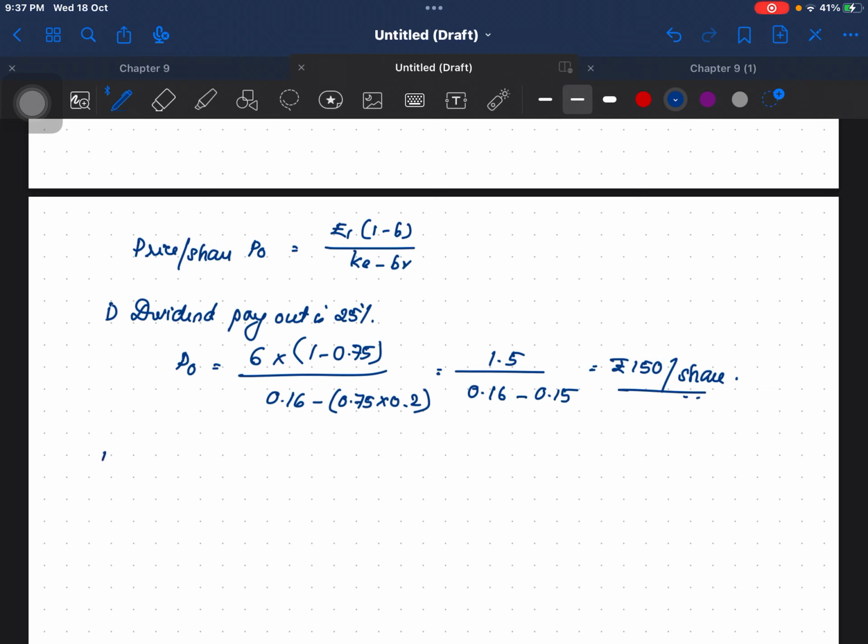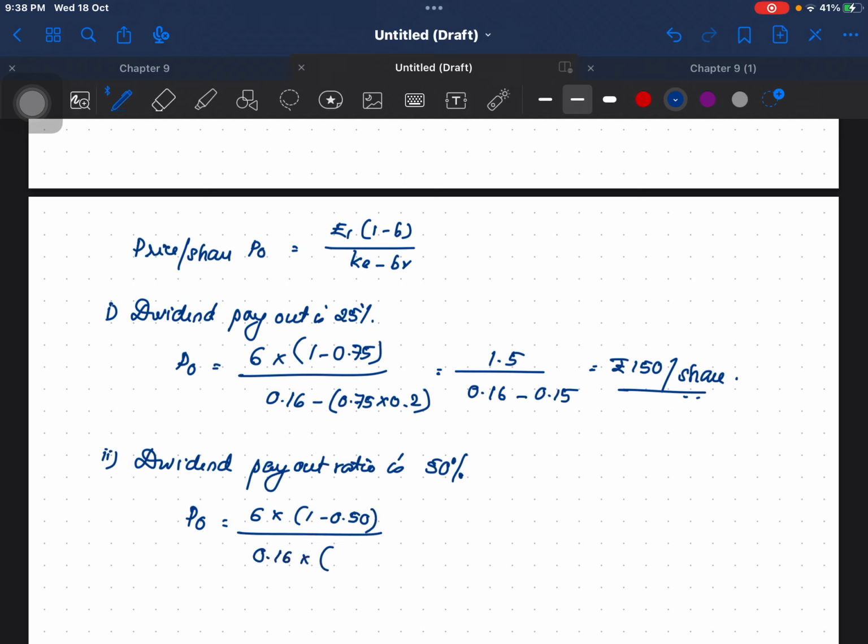Per share. Now the next one, dividend payout ratio is 50%. So P0 is equal to 6 into 1 minus 0.50, divided by 0.16 minus 0.50 into 0.2. That is equal to 3 divided by 0.16, sorry, this is minus, 0.5 into 0.2 which is 0.10. So that is rupees 50 per share. See, just because the dividend payout ratio has doubled, your share price is coming down by 1/3.